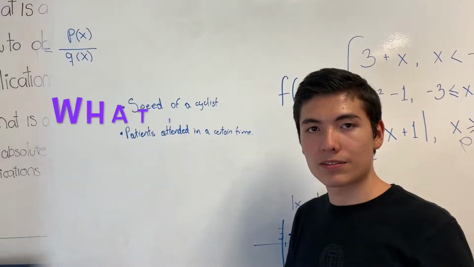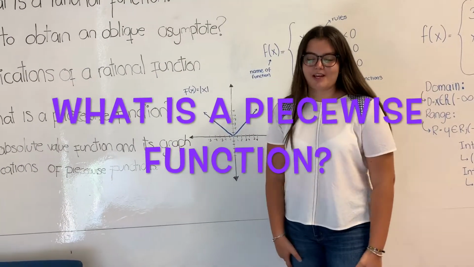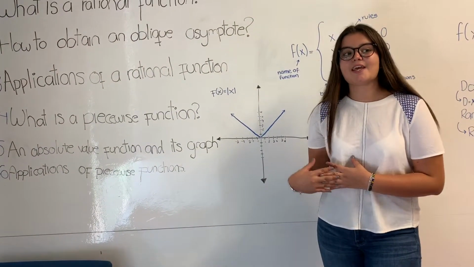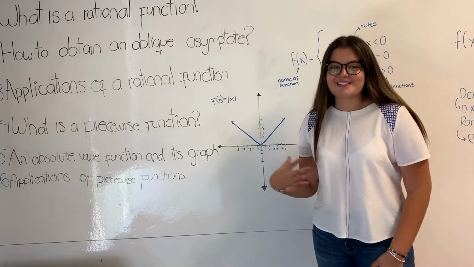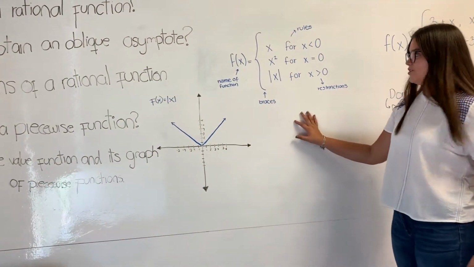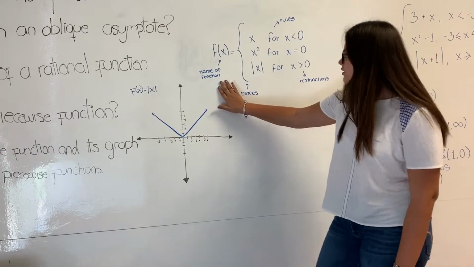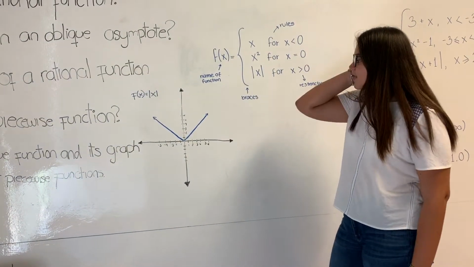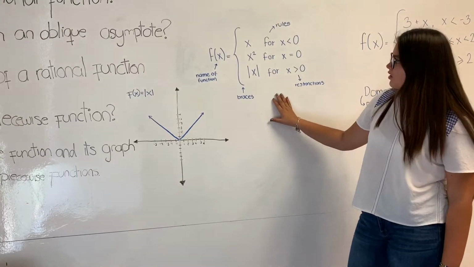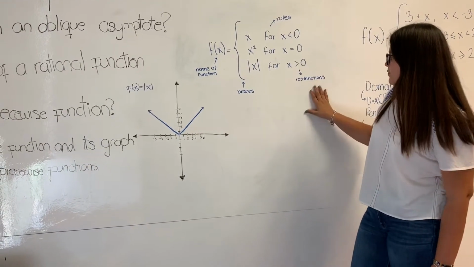What's a piecewise function? A piecewise function is a function that is determined by using different rules for different domain intervals. These are the parts of a piecewise function. First, the name of the function, in this case f of x, the braces, the rules that are part of the function, and the restrictions.